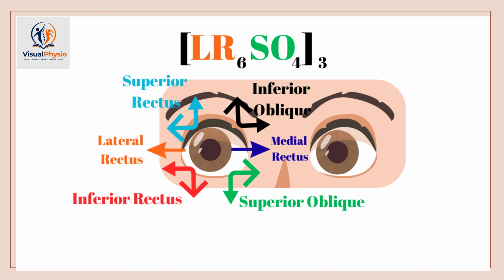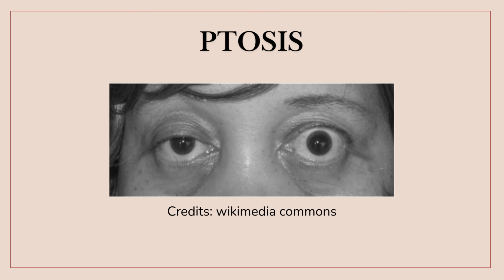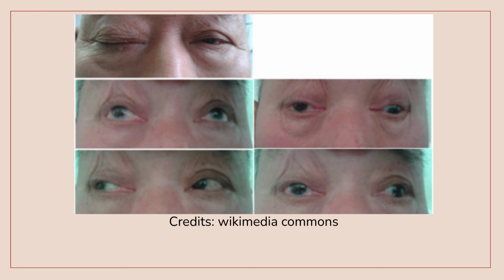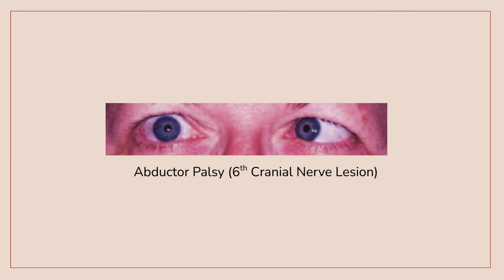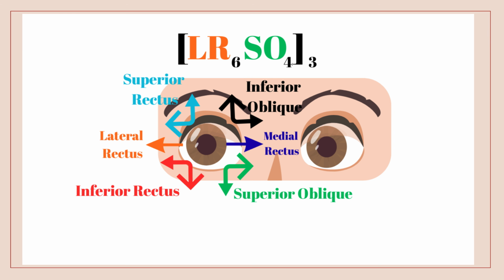Here's a very useful memory aid: LR6 SO4 thrice. So, lateral rectus is supplied by cranial nerve 6, superior oblique is supplied by cranial nerve 4, and mostly the remaining extraocular muscles are supplied by cranial nerve 3. A third nerve palsy may produce ptosis, abnormality of the pupil and the classic down and out position of the eye. So when eye movement is abnormal, don't just identify the direction that is restricted. Think which muscle normally produces that movement and which cranial nerve supplies that muscle.